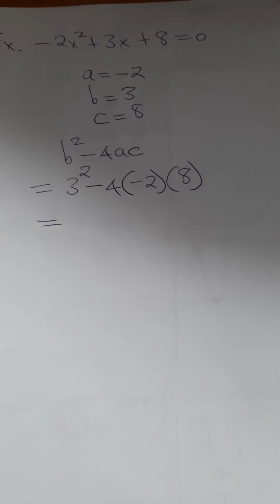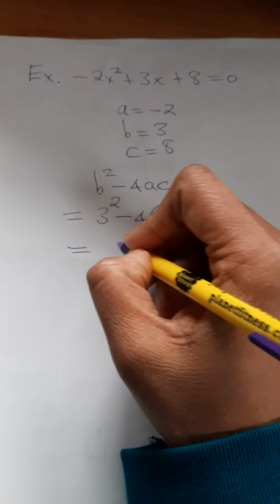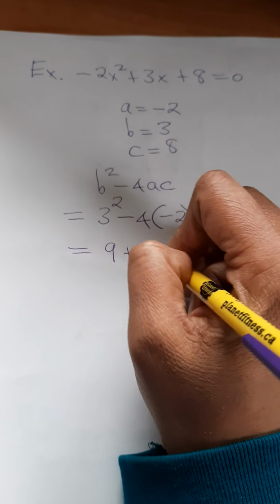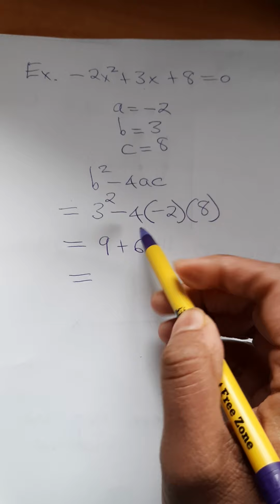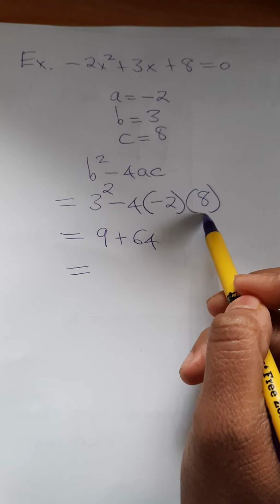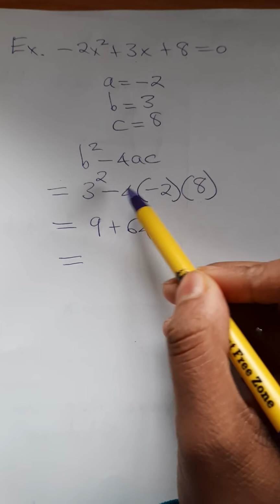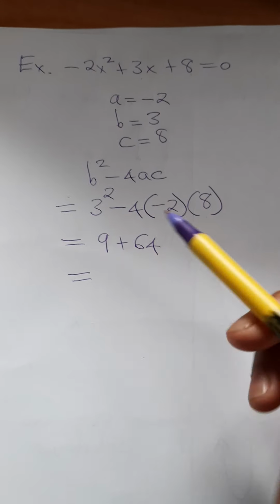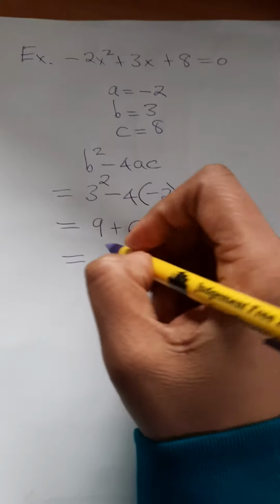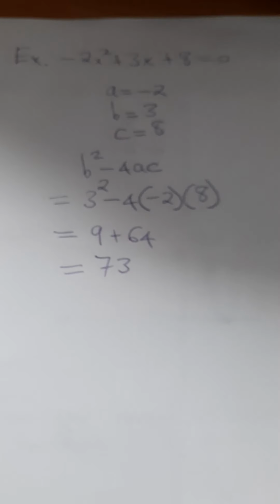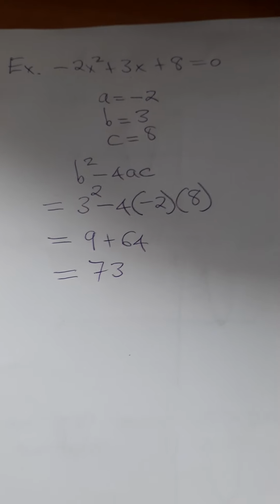Does everyone see that? Okay, so this becomes 9 plus 64. Make sure you're multiplying all of these numbers together, okay? Make sure you watch the sign, okay? Negative 4, and this is negative 2. The two negatives make it a positive here, okay? And we're getting 73, which is a positive number.